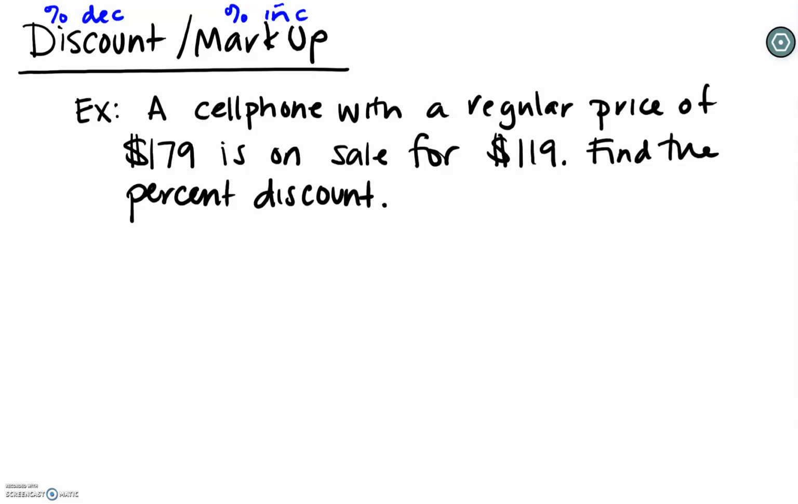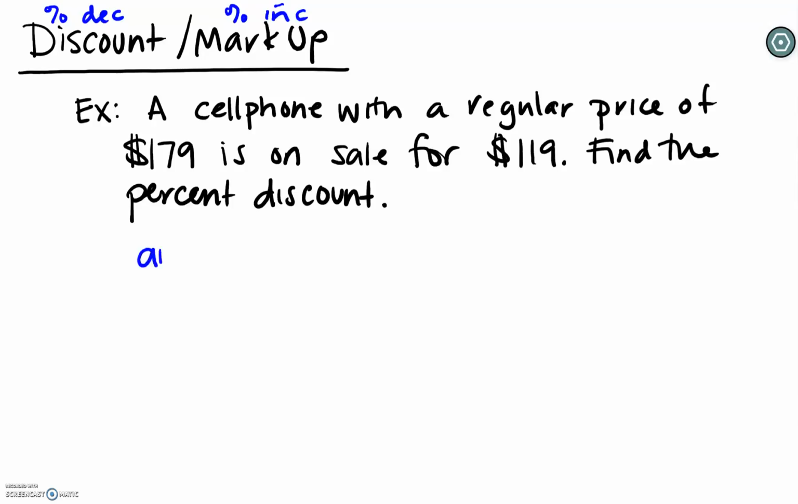So here's a question. I just wanted to give us one where our discount and markup question really does look exactly like a percent increase or percent decrease question. So I found one. So we have a cell phone with a regular price of $179 is on sale for $119. Find the percent discount. So there were definitely two ways we could handle this. If we recognize the discount is just percent decrease, we can think of the difference over the original.